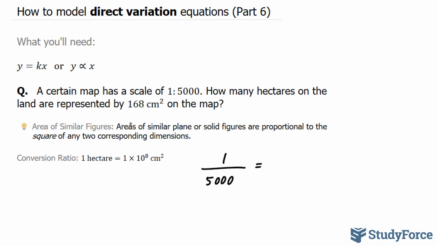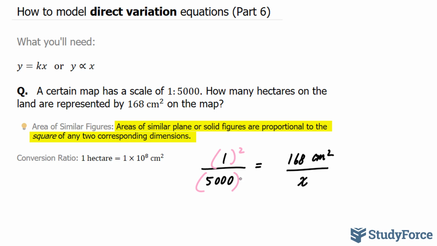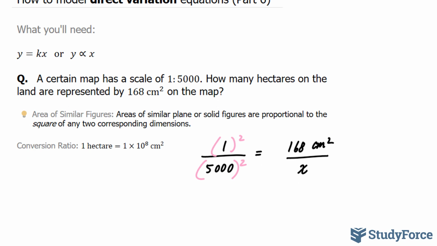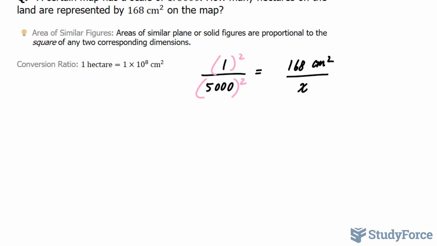So I'll write down 168 centimeters squared right here. 168 centimeters squared. And I'll represent my unknown as x. Now, since this is squared, we also have to square the scale. So this needs to be squared, and so does the 5,000. Now, if we solve for x, we'll obtain a number that's exclusively in centimeters squared.